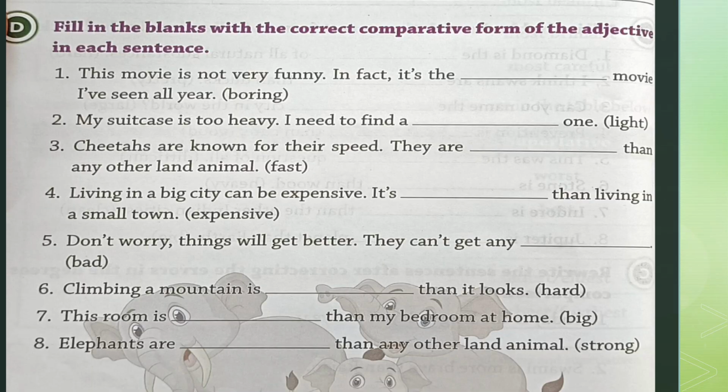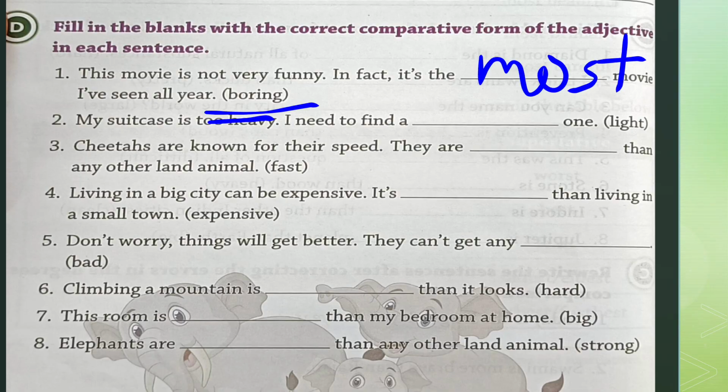Now look at this. Fill in the blanks with the correct comparative form of the adjective in each sentence. The movie is not very funny. In fact, it is the most boring. So we will write most, then boring. This is the most boring movie I have seen all year. Second: my suitcase is too heavy. I need a lighter one.